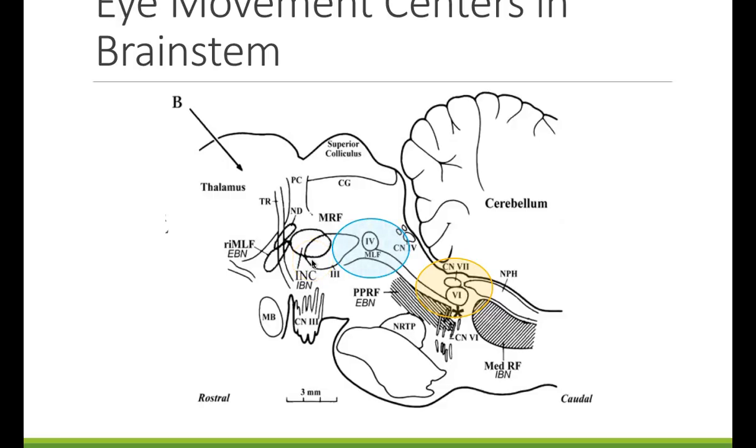There's also the fourth nerve that is located in the pontine midbrain junction. And we have the vertical gaze centers that are located in the midbrain above the third nerve nucleus, but include the rostral interstitial nucleus of the medial longitudinal fasciculus, or the RIMLF, and the interstitial nucleus of Cajal, or the INC.